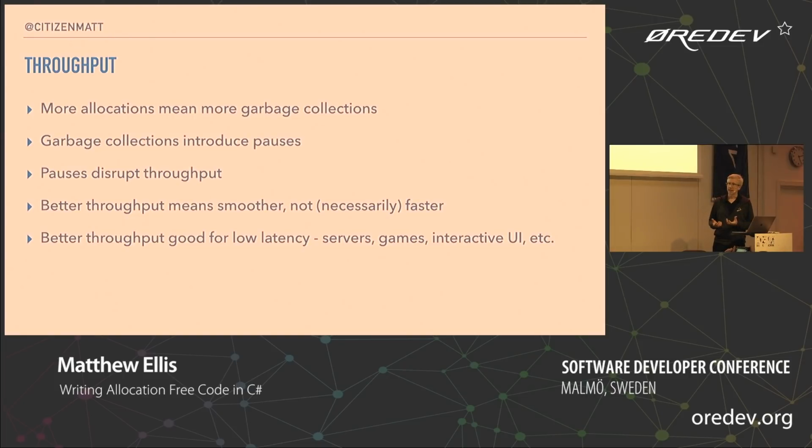But better throughput really is good for areas which require a bit of low latency. So servers, if you want to try and get a very good response time out of a web server, for example, or a game. If you're writing a game, you don't want things to be stuttering. You want your frame rate to be good and quick. And similar sort of thing with interactive user interfaces as well. You don't want to be typing away in your editor, and all of a sudden a garbage collection kicks in, and you have to wait a second or two before you can carry on typing.